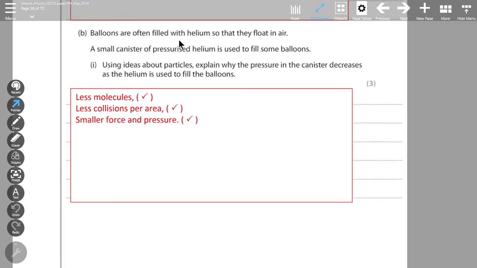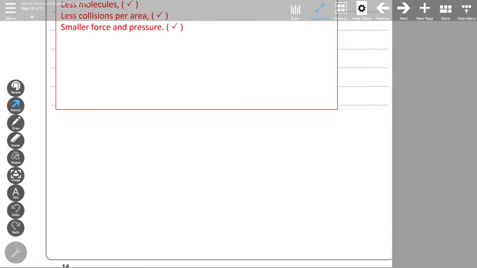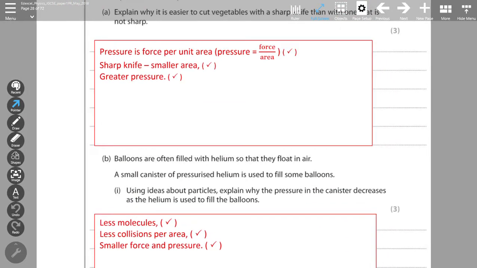Balloons are often filled with helium so that they float in the air. A small canister of pressurized helium is used to fill some balloons. Using ideas about particles, explain why the pressure in the canister decreases as the helium is used to fill the balloons. Fewer molecules are left, fewer collisions per area, smaller force and pressure. So 3 ideas. This paper we answered.